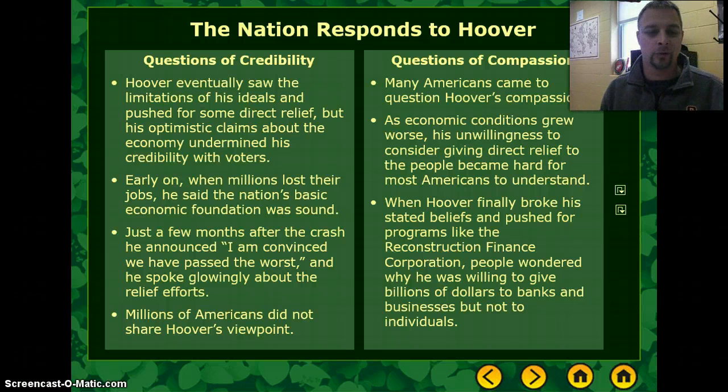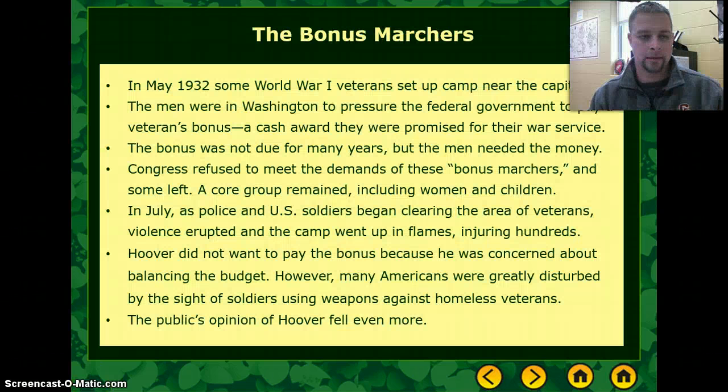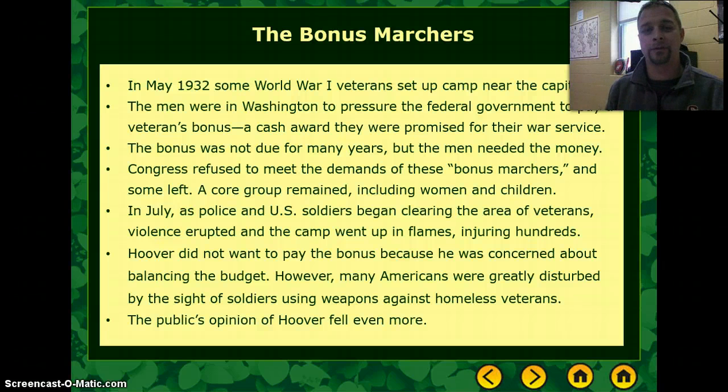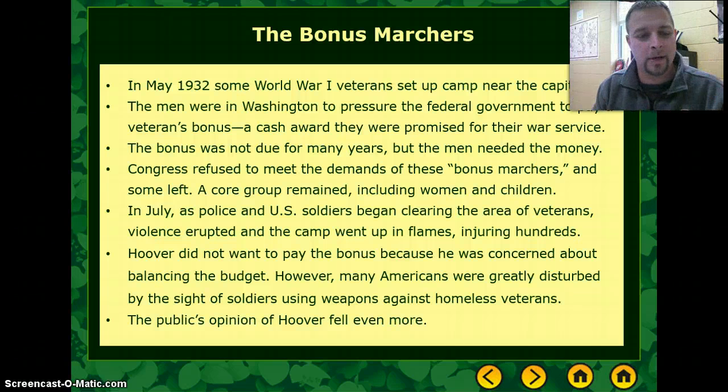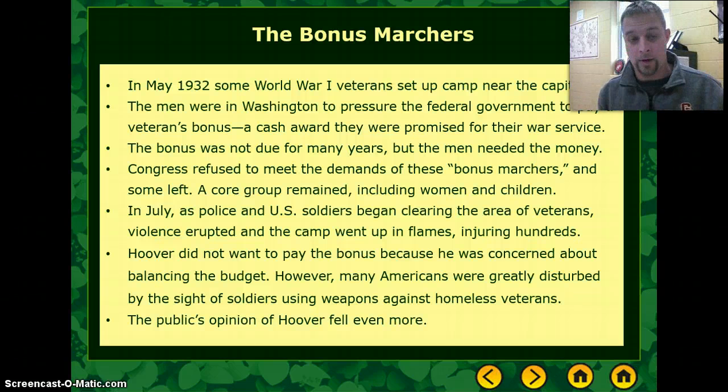The fact that he would give direct relief to banks and companies but not directly to the people reflected poorly on how much he actually cared for the American people. This perceived lack of feelings was only reinforced by his reaction to the Bonus Marchers. In May 1932, a lot of World War I veterans set up a camp near the Capitol. They were there to pressure the federal government to pay a veterans bonus basically early. The bonus was not due for many years, but because the depression was so great, many of these veterans demanded that the government go ahead and pay it.